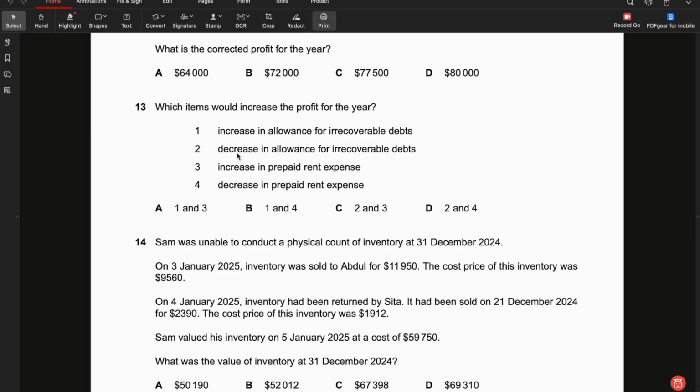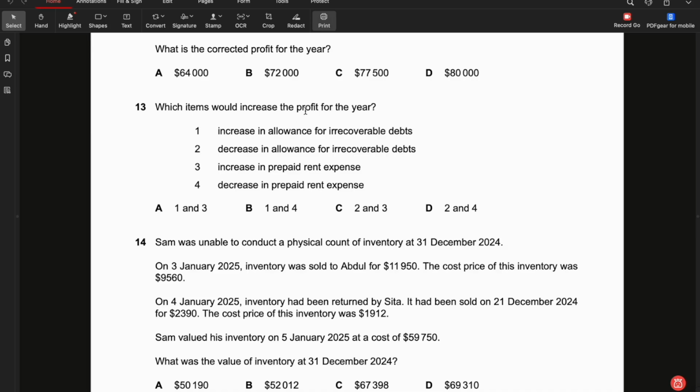Whereas if the allowance for irrecoverable debt is decreasing, say last year we kept 2,000 as allowance and now this year it is only 1,800, that means I can take out that 200 from those 2,000 and keep it as my income for this year.